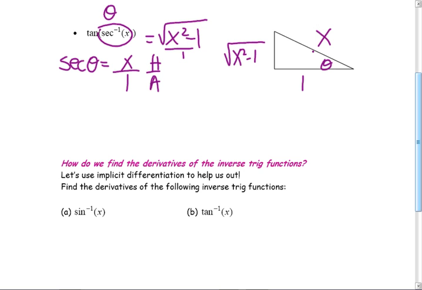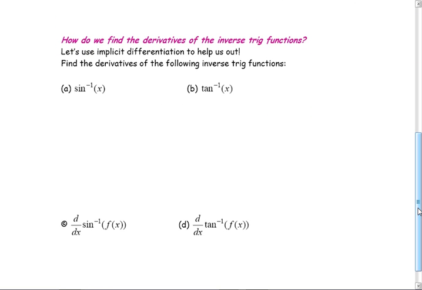Okay, why do this? Let's find the derivative. These are the two you need to know. Let's find the derivative of inverse sine and inverse tangent. Those are the ones you're going to memorize. But right now, we're going to figure out what they are, because if you're on the exam, you can always figure it out.